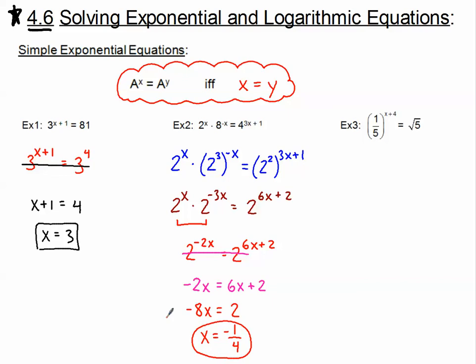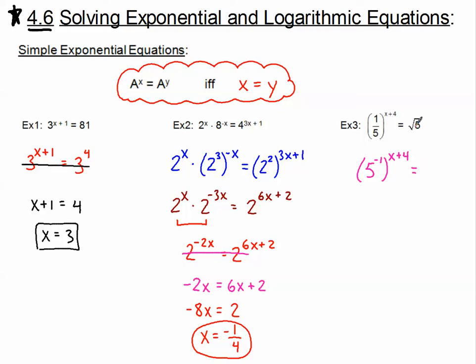Excellent. And our final example, I've got 1/5, that's my first base, and I have square root of 5. So I need to figure out what I'm going to do here. I know that 1/5 can be written as base 5, and I think that that's the number that I'm going to be shooting for, so I see the 5's. 1/5 is the same thing as 5 to the negative 1 power. Remember, negative exponents make reciprocals of the bases. So if I see a fraction, I can write it as a negative exponent. Still raised to the x plus 4.